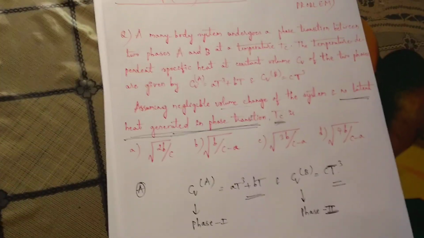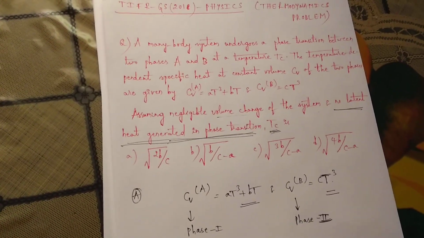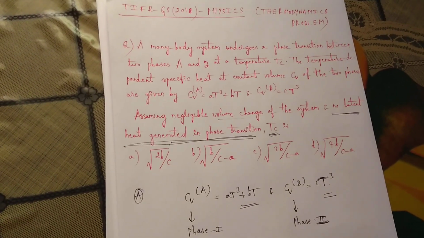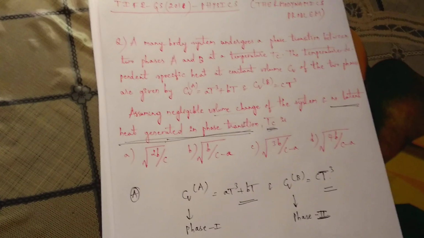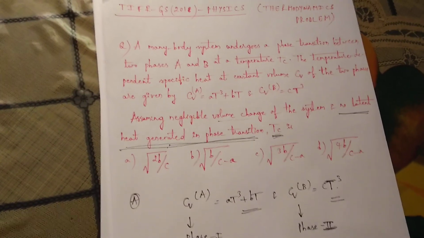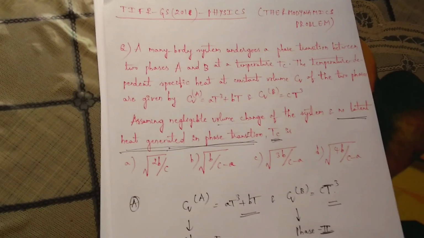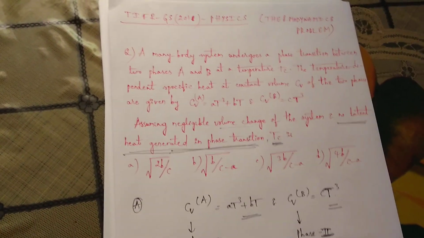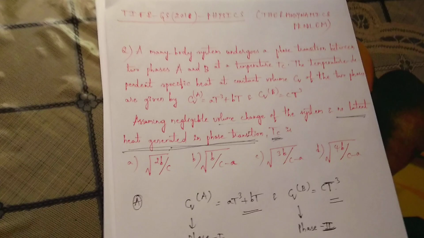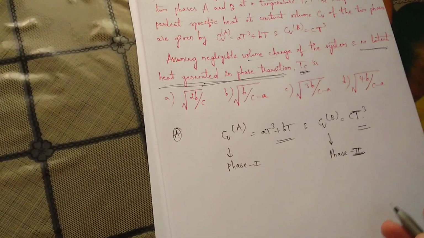Usually during the phase transition the temperature of the system remains constant. The only heat generated in the phase transition is latent heat: latent heat of fusion, latent heat of vaporization, etc. But they have given that no latent heat is generated in the phase transition. So what happens to the entropy then? There is an entropy change during the phase transition, right?